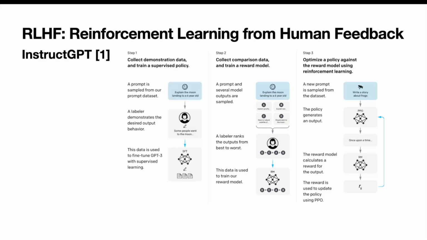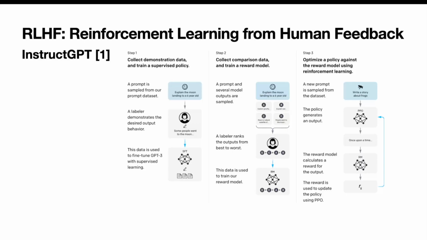RLHF usually contains three main stages. The first stage is supervised fine-tuning, or SFT. Here, we collect demonstration data and train a supervised policy.